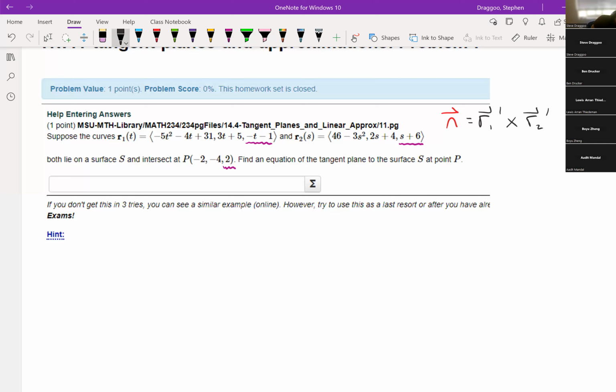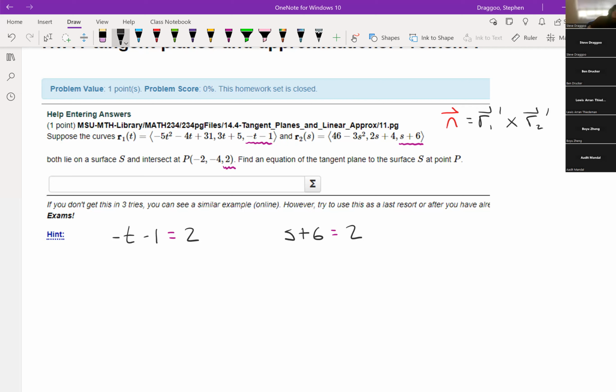So I'm going to take negative T minus 1 equal to 2. And I'm going to take S plus 6 and also set that equal to 2. No particular reason I needed to choose the Z component other than it looked the easiest. I would not choose the X component because I'm going to get two solutions there because it's a quadratic term. But either the Z or the Y component would be easy enough to solve here.